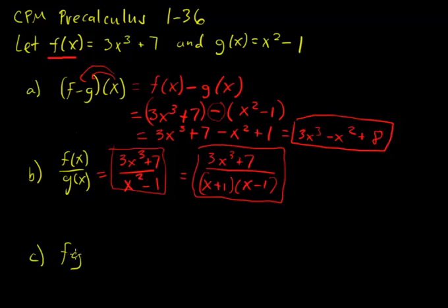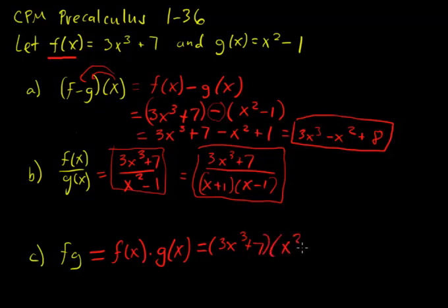Now part C, f times g. If you look in the math notes again, this is basically the same as f of x times g of x. So we plug it in, 3x cubed plus 7, and g of x is x squared minus 1. And you can use our box, right? We can plug these in and multiply them out. We can put 3x cubed here, and 7, and x squared, and minus 1.